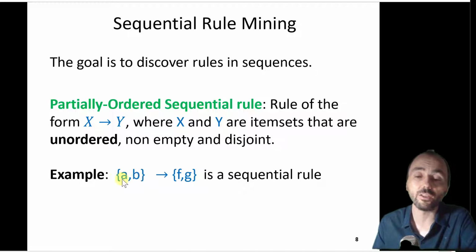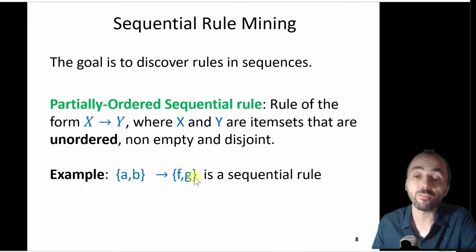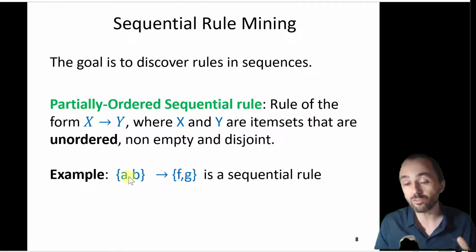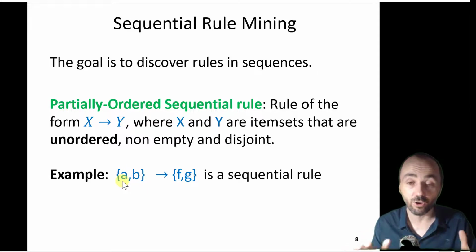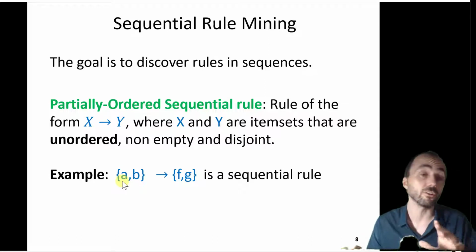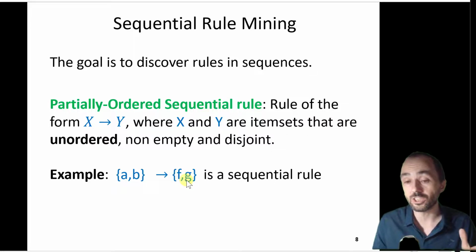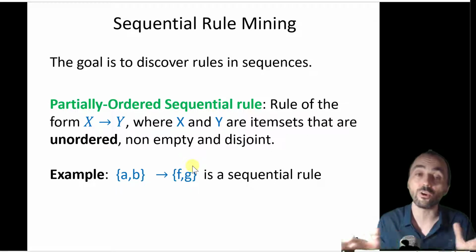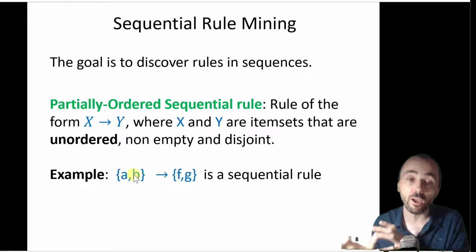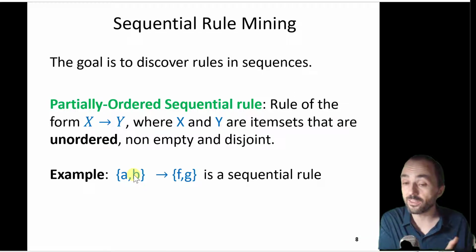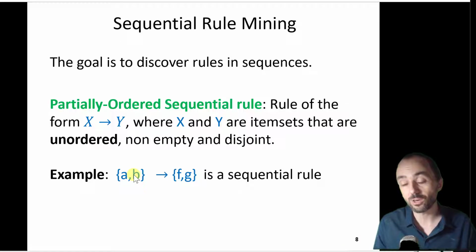Here I have one example of a sequential rule: AB imply FG. What does it mean? On the left you have the itemset AB. It means if you buy A and B in any order, you could buy BA or AB, it doesn't matter. Then, after this, you will buy F and G, or G and F. The order is not important, but what is important is that AB appears before F and G. AB can be in any order, and FG in any order. This is what we call a sequential rule.